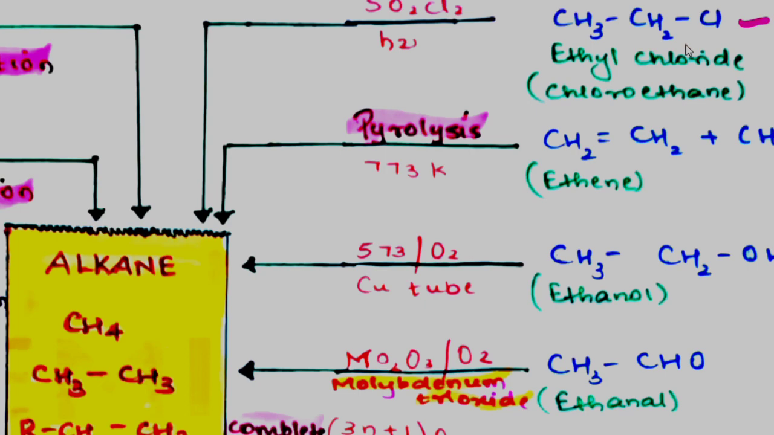Next is pyrolysis. Pyrolysis is a Greek word: pyro means fire and lysis means loosening. Basically, it is thermal breakage of organic molecules. When the process is applied to higher alkanes, it is called cracking. In this process, there is breaking of carbon-hydrogen bonds as well as carbon-carbon bonds.